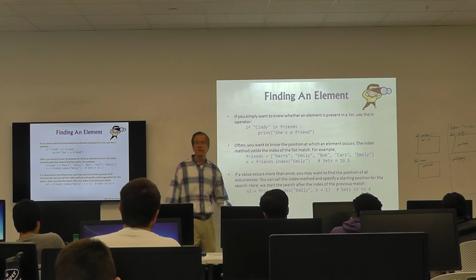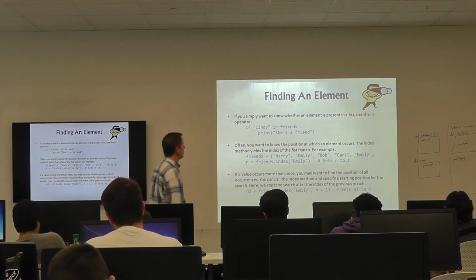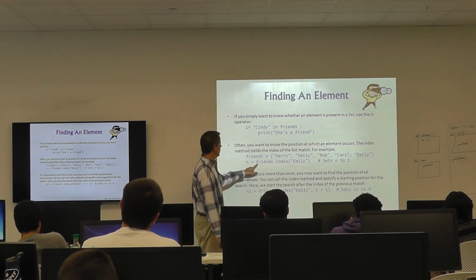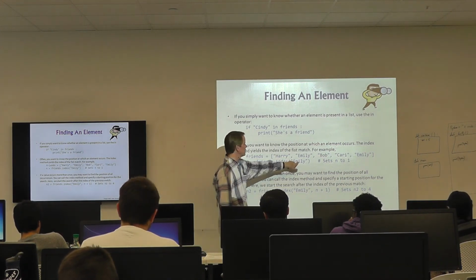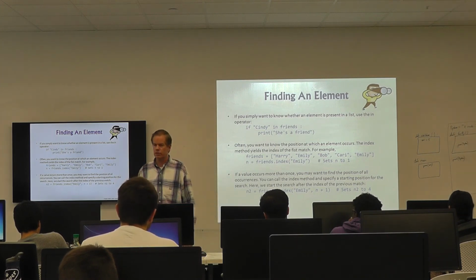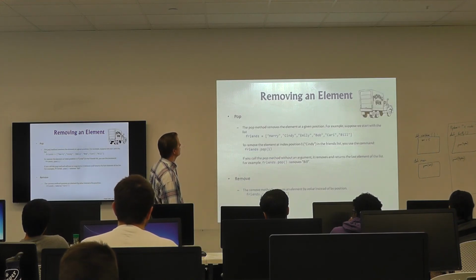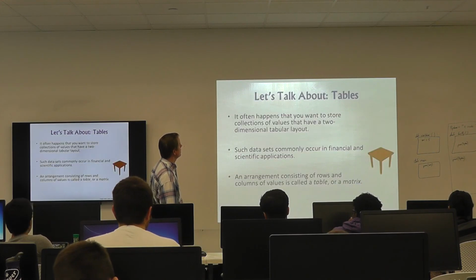Okay, fantastic. So you can go searching a list by simply just saying, is it in there? If you know the particular position, friends.index, look for the string. It will actually return what location in the list it happens to be located at. And by the way, if it's located in more than one place, you can certainly find it there too. Removing an element, we've already talked about pop.